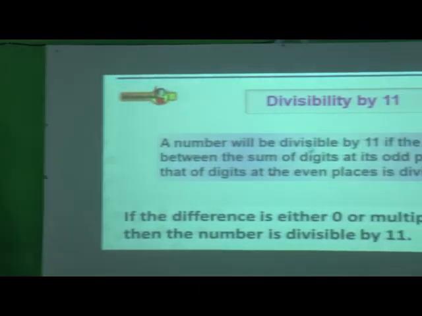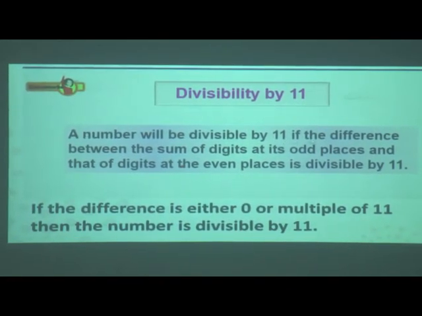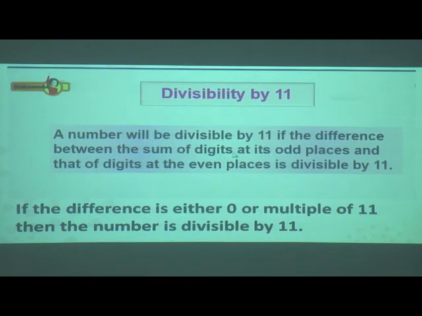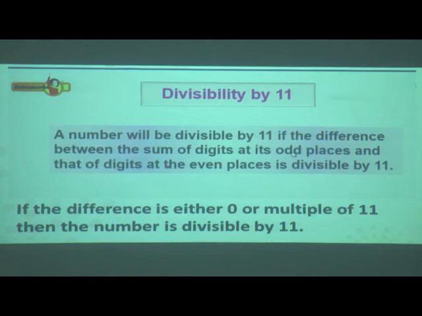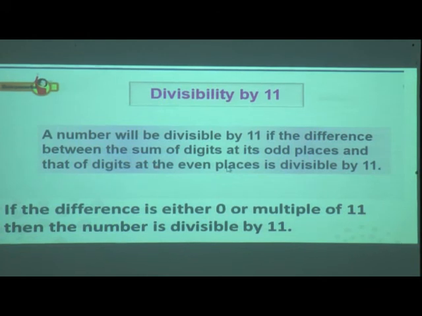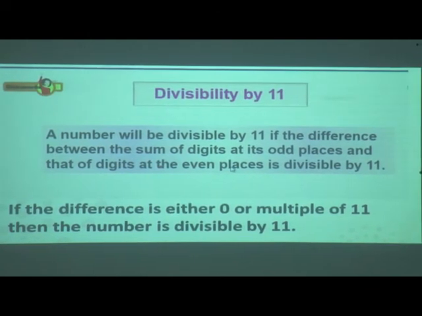A number will be divisible by 11 if the difference between the sum of the digits at its odd places and that of the digits at the even places is divisible by 11. If a number is of 4 digit or 5 digit, we have to take its odd places first and then do the sum. Then we have to take the even places and then do the sum. We have to add, and whatever the result we are getting, we have to subtract it.